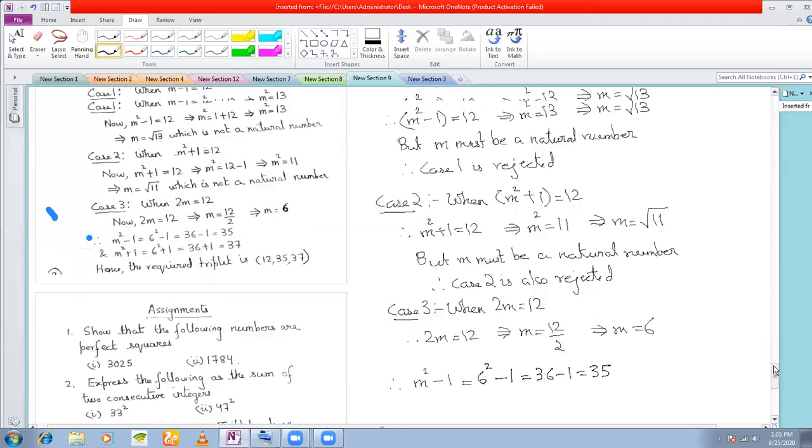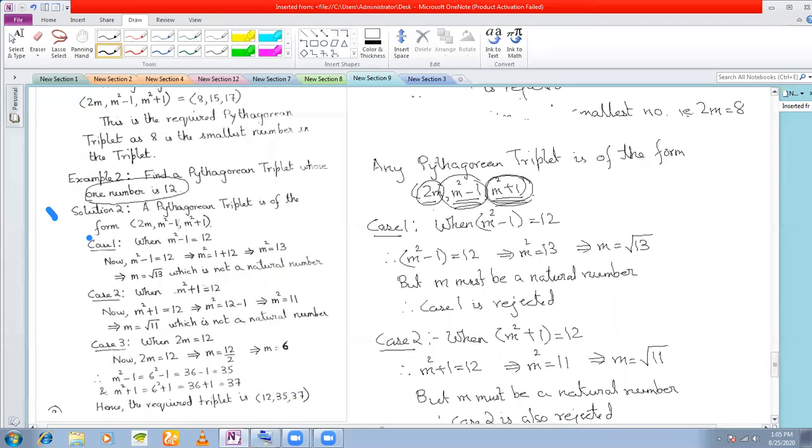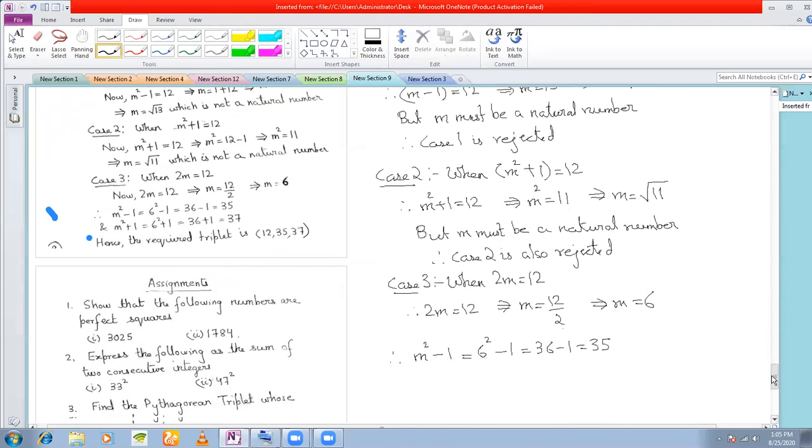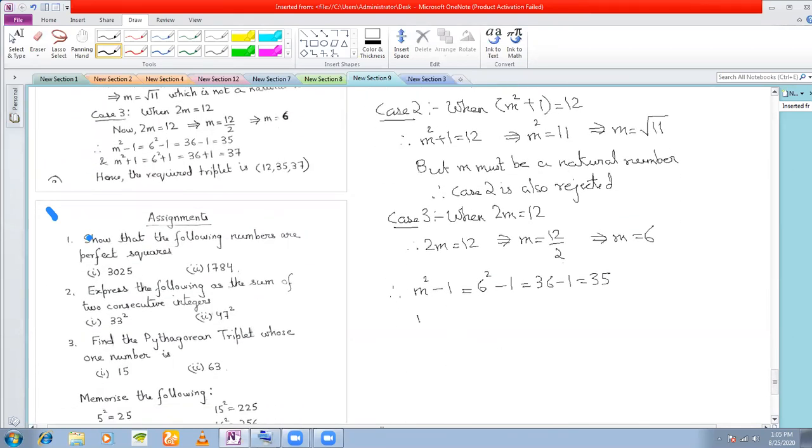And what is the third number that is left? The highest number, m square plus 1. So let's see what that m square plus 1 is. M square plus 1 is 6 square plus 1, which is 36 plus 1 equal to 37.